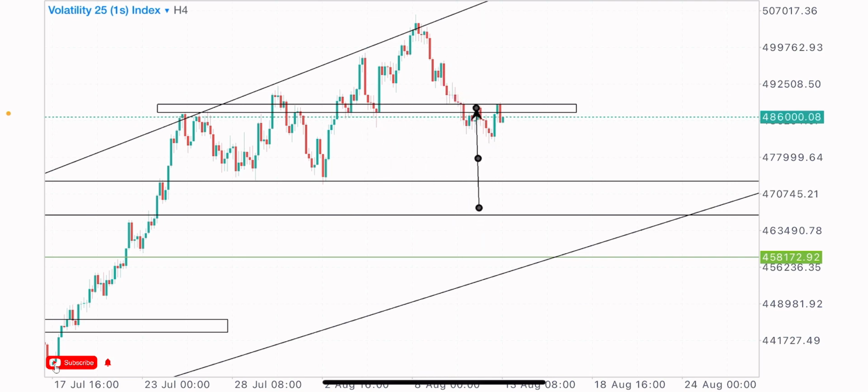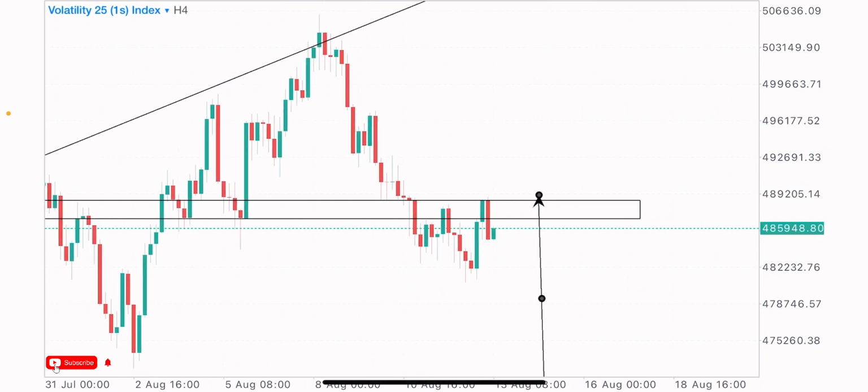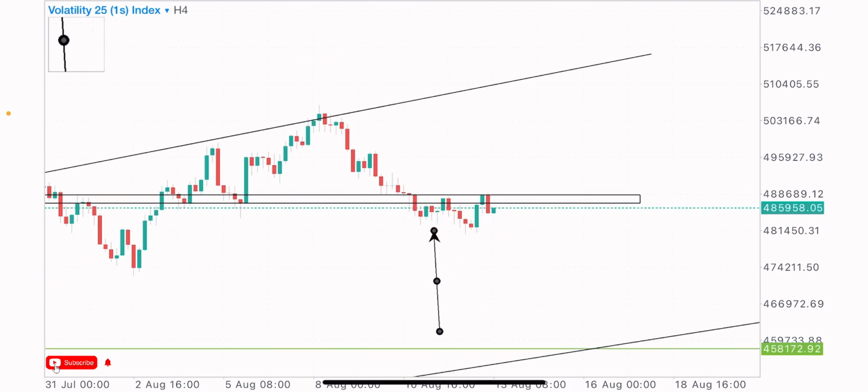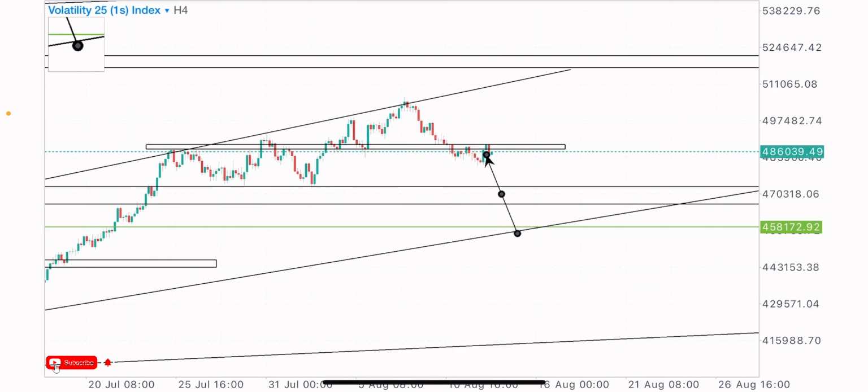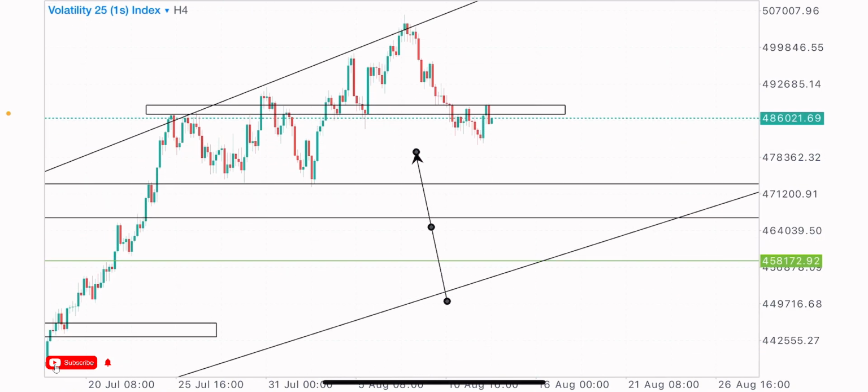There was a break below this level, then a retest on it for the sells to the downside. You can see the break and retest on this level, the break and retest on it. The market sold to the downside. So currently the market is trading below a level of resistance, so we could expect further sells in the coming hours and days on the 25 1s index.